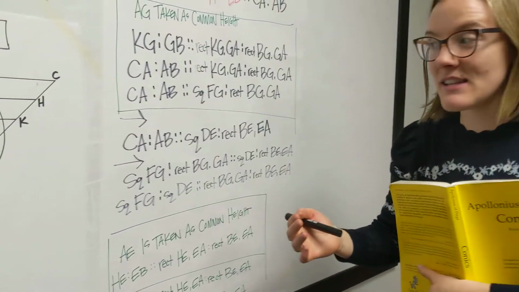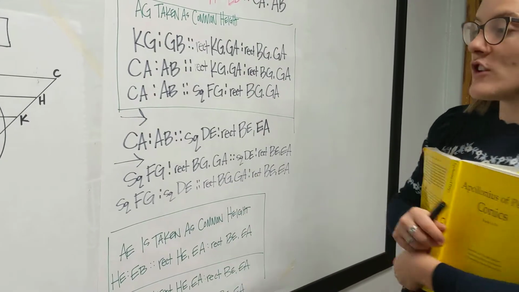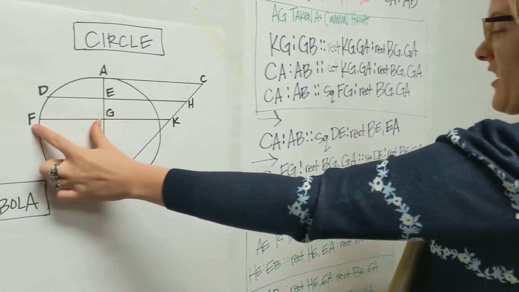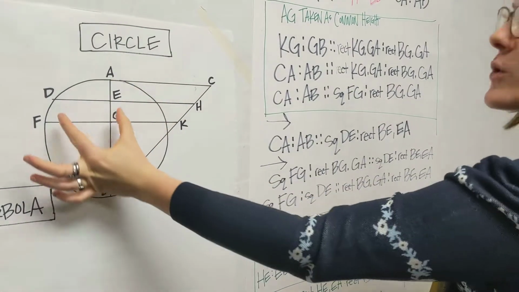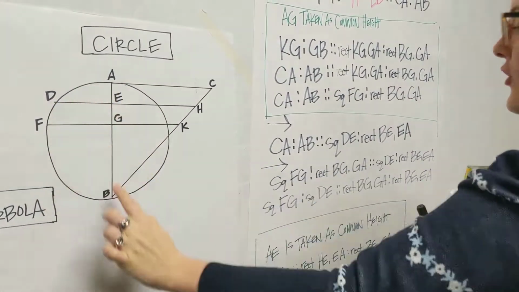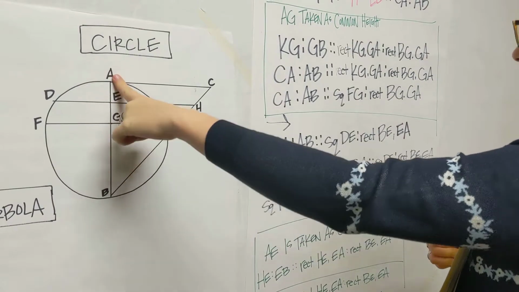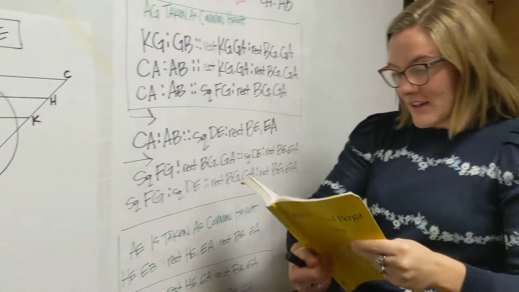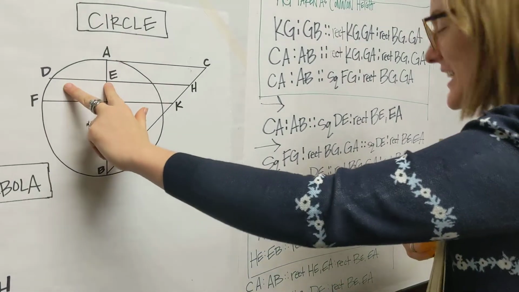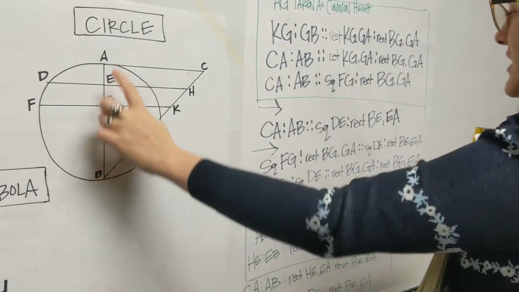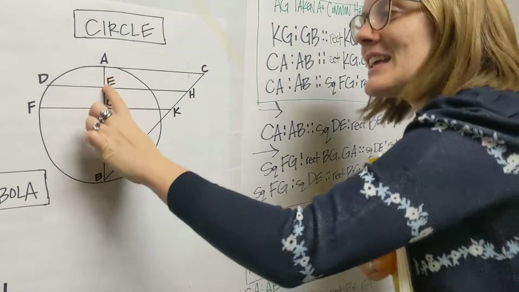And then he says, therefore, the square on FG, this square here, is to the rectangle BGGA as the square on DE is to the rectangle BEEA. And he says alternately, the square on FG is to the square on DE as the rectangle BGGA is to the rectangle BEEA.